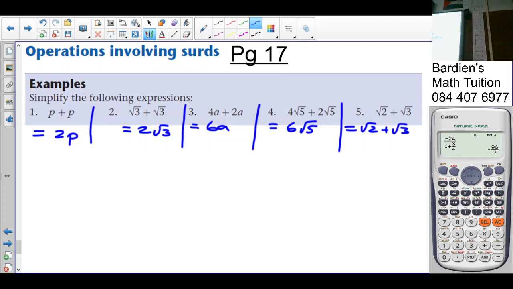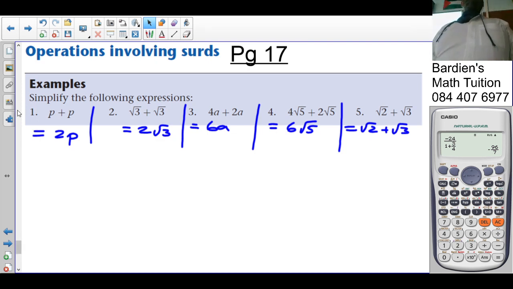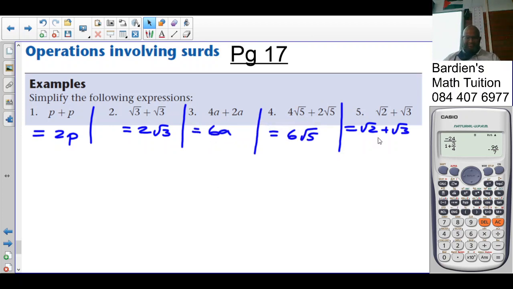Alright, verstaan julle? You understand? But these sums are still the basics. They can't really give us something difficult that we can't do, not so? Yes.